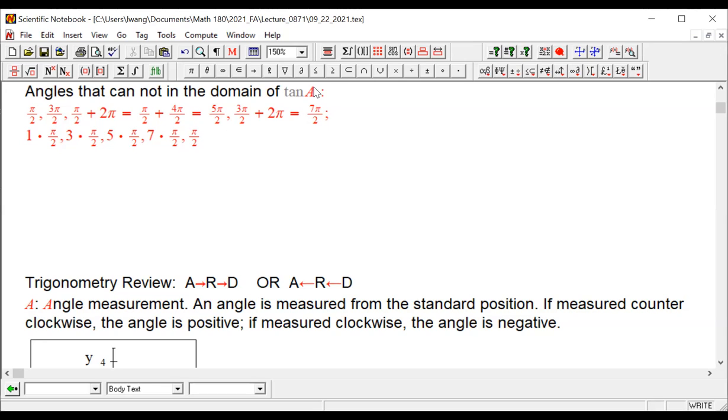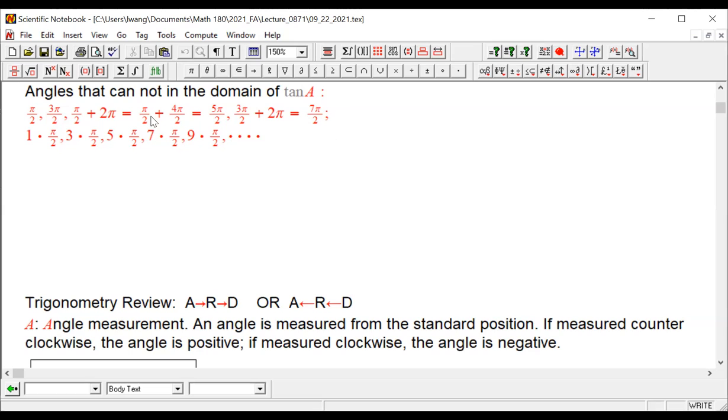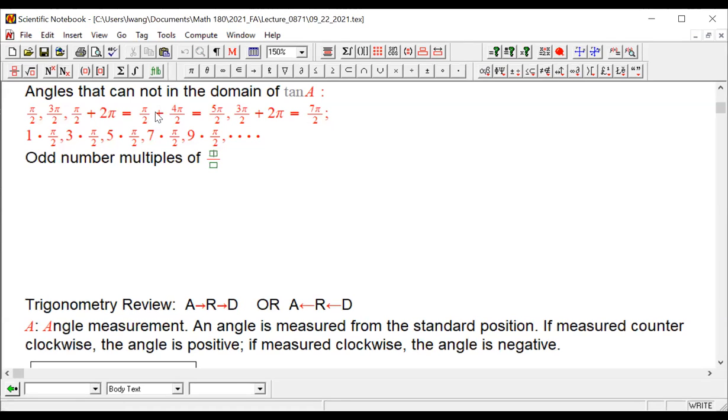So can we express a general form for it? Because if you keep listing it, can we have a general form to represent it? So first, we're going to express it in words. In the domain of tangent, it cannot be an odd number multiple of pi over 2.